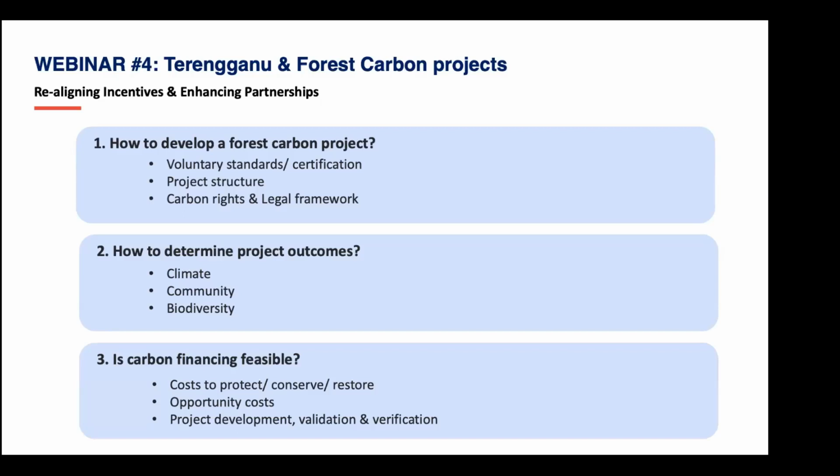So there's a lot of costs untuk melindungi, memelihara dan memulihkan hutan. There's also kehilangan kos peluang. You know, if we set aside an area for protection, means we cannot log it or convert it to plantation anymore. So a lot of important questions we need to answer before we commit to a project.